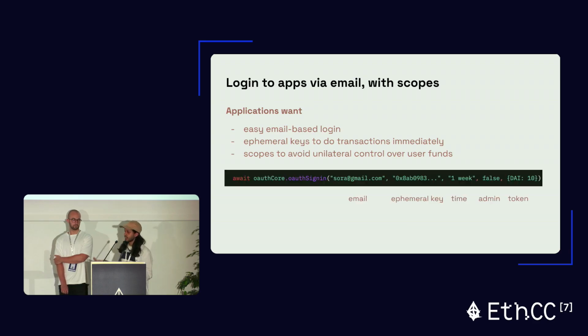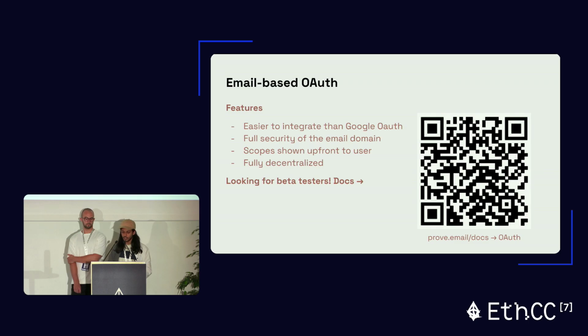And so what we've done is we've created a very simple SDK in which in a user's front end, they simply import our OAuth core, and they call the sign-in function on the email address that the user has inputted, the ephemeral key that was generated in local storage in the browser, and the scopes that they want. In this case, 10 DAI for a week. Subsequently, the user will simply get an email, confirm it, and then that ephemeral key will transact on behalf of that user's email wallet.